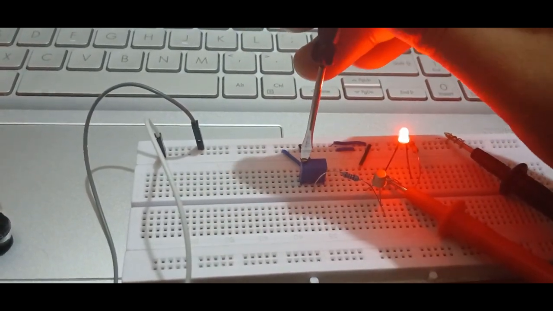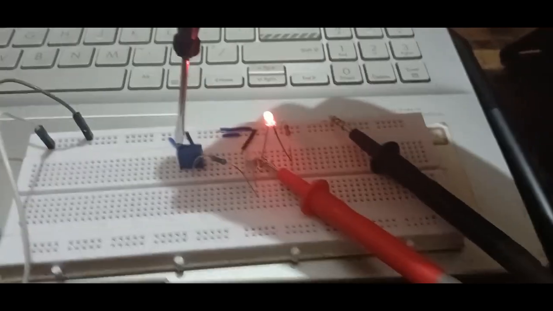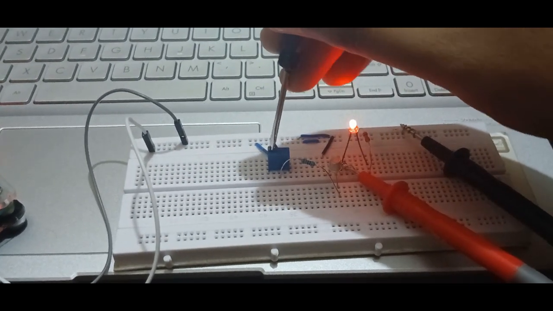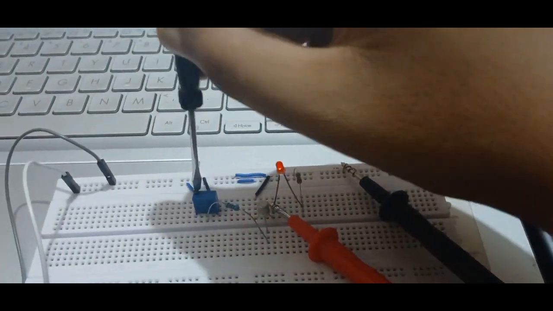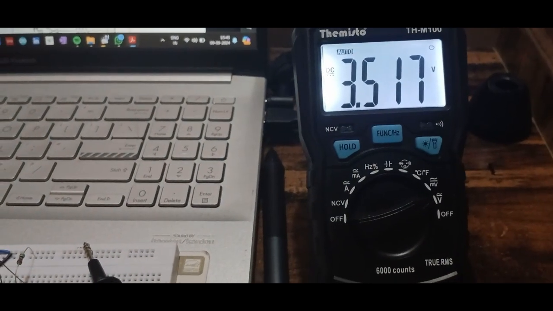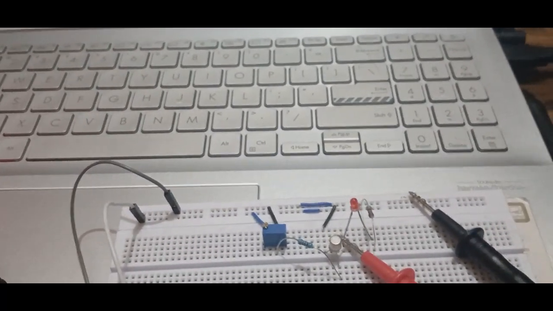Okay, so now I'm going to increase the voltage so our LED is turned off. Let's just check. Okay, so now our LED is completely turned off, and the measured voltage is 3.517. So yeah, this is our part 2.